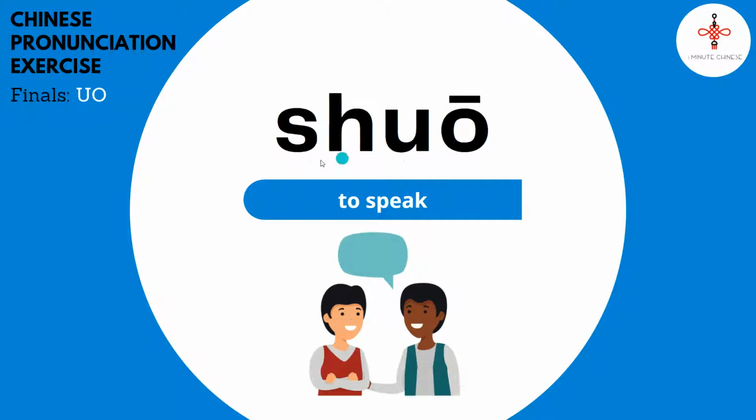Let's combine the initial 诗, the final 窝, and the high-pitched first tone all together. 诗窝说. Repeat after me. 说说说. 说 is to speak in Chinese.